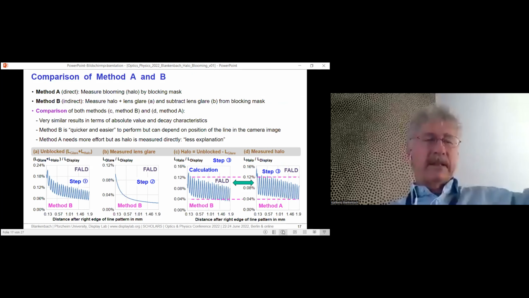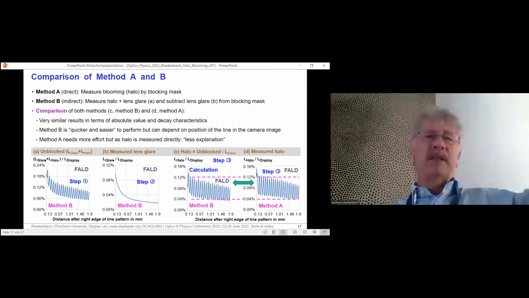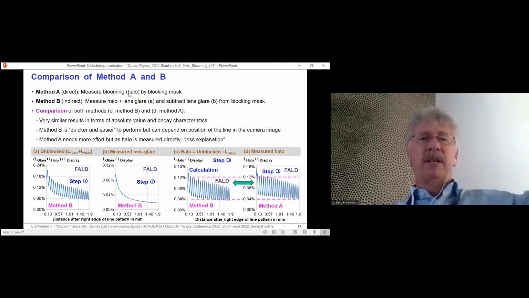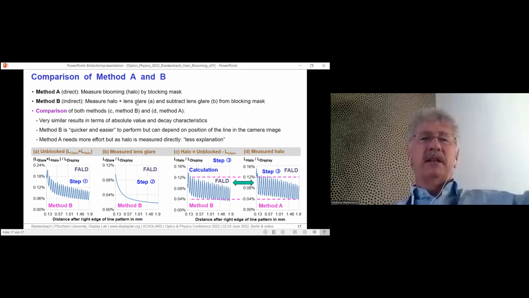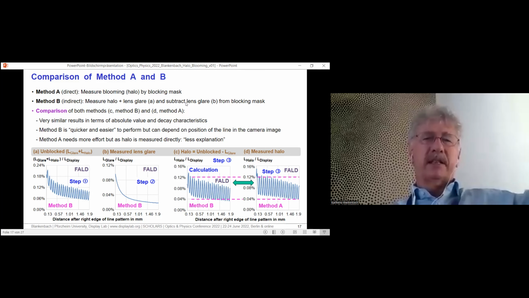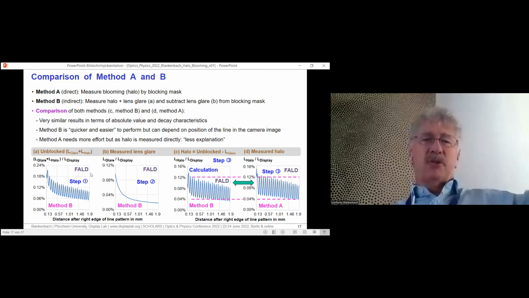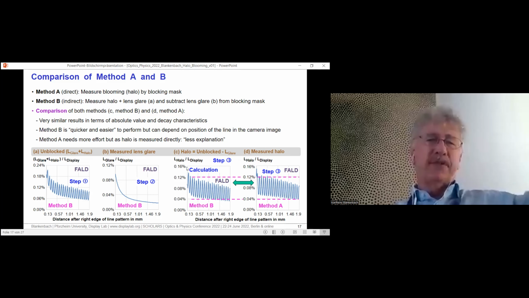So in the next step, we compared method A and method B. Method A, you remember, we measure the halo directly by a blocking mask, and method B was the indirect method. We measure halo plus lens glare, and subtract the lens glare in the second step. This is shown on the four charts on the bottom.